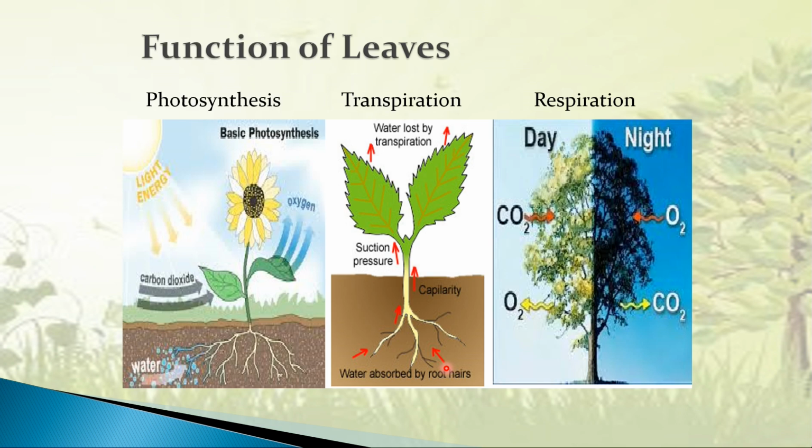Now, function of leaves. The first function of leaf is photosynthesis. As I had already explained to you, photosynthesis is the process through which plants prepare their food. Or we can say photosynthesis is the process by which green plants transform light energy to chemical energy. During photosynthesis, energy is captured and used to convert water, carbon dioxide and minerals into oxygen.